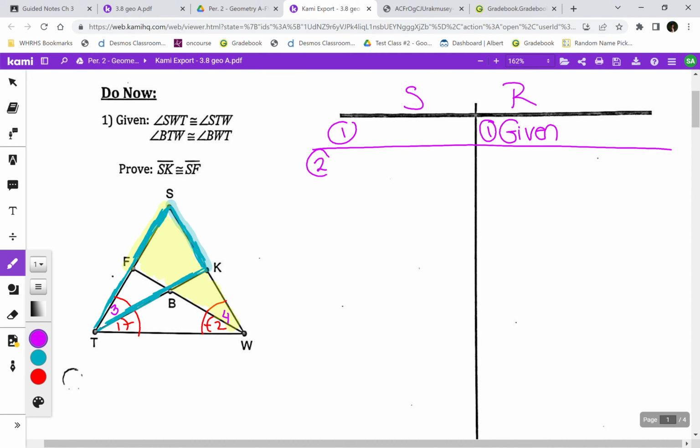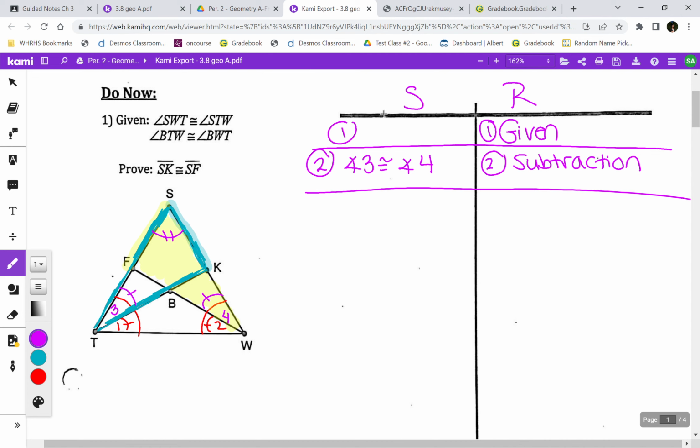Subtraction, you got it. I'm going to say angle 3 is congruent to angle 4, subtraction. So that gives us an angle. Now I think almost everybody also, once you identify these triangles, could do angle S reflexive. Do we agree on that? We all see the angle S reflexive. So that's going to be another angle. So we'll say angle S congruent to angle S reflexive.